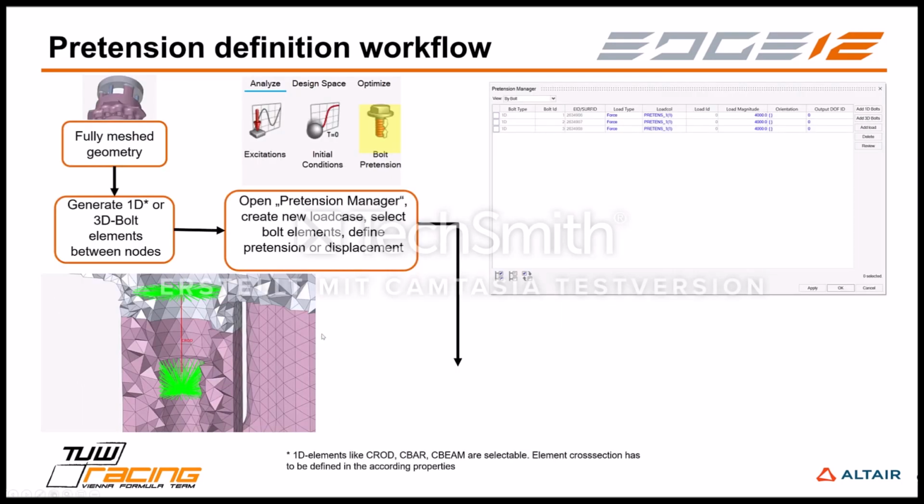Regarding your pretension definition, we again assume that we have a fully meshed geometry. And with pretension, we can either use 1D or 3D bolt elements between selected nodes. In our case, we are using 1D C-rod elements between two rigid nodes. Under Analyze and Bolt Pretension, we can open the Pretension Manager, create a new load case, and select our bolt elements. So we select the bolt elements that we want to pretension. We create a new load collector that we call Pretens1, and we also define the magnitude of our pretension, in this case 4000 newtons per bolt.